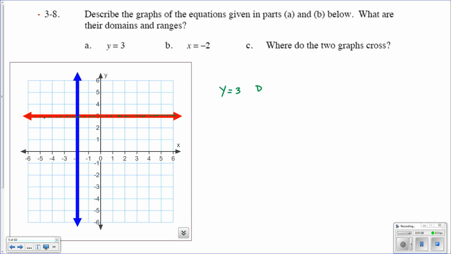The domain, you'll see it's going to go forever left, forever right. So we've got our lowest boundary would be negative infinity. Our upper boundary would be positive infinity. So that gives us all real numbers.